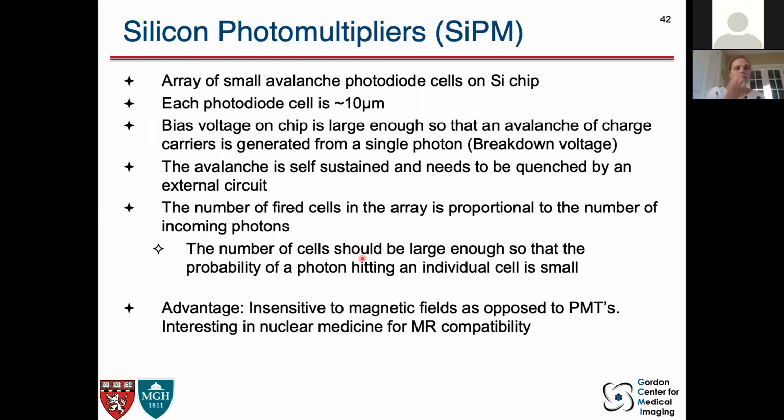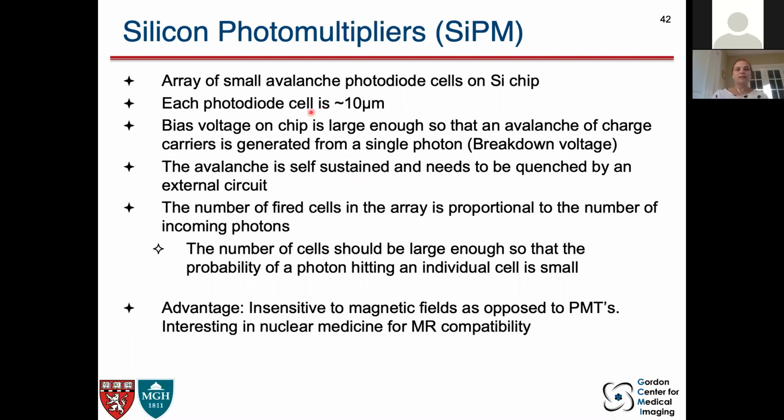The second type of photodetector is silicon photomultipliers. This is a little bit different. Here we have an array of very small avalanche photodiode cells on a silicon chip. Each cell is around 10 micrometers, so it's very small. And then you have a bias voltage on the chip that's large enough so that you will have an avalanche of charge generated from a single photon. This avalanche is self-sustained and needs to be quenched by an external circuit.